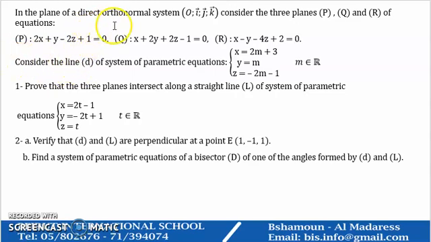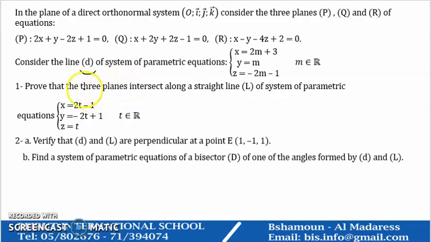In the space of a direct orthonormal system O, I, J, K, consider the three planes P, Q, and R. The plane P has equation 2x plus y minus 2z plus 1 equals 0, Q has equation x plus 2y plus 2z minus 1 equals 0, and R has equation x minus y minus 4z plus 2 equals 0. And we have the straight line D of parametric equations x equals m plus 3, y equals m, and z equals minus 2m minus 1, where m belongs to R.